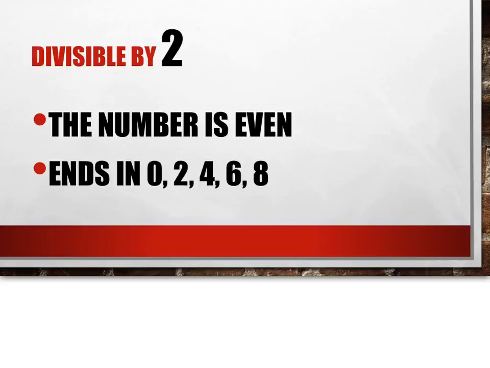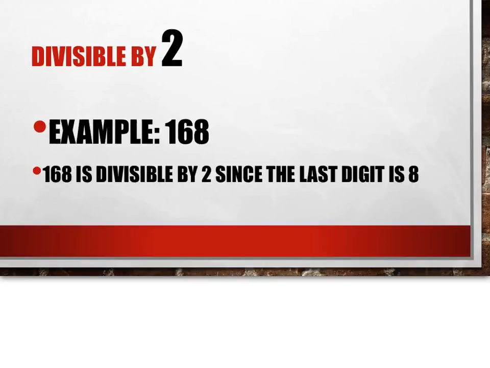And so here are the rules for this. The number is an even number, which means that the number will end in the following numbers: 0, 2, 4, 6, and 8. So the following is an example of a number that is divisible by 2. We're going to take a look at the number 168. We know that's divisible by 2 since the last digit is 8, and 8 is an even number. So we can say the number 168 is divisible by 2.